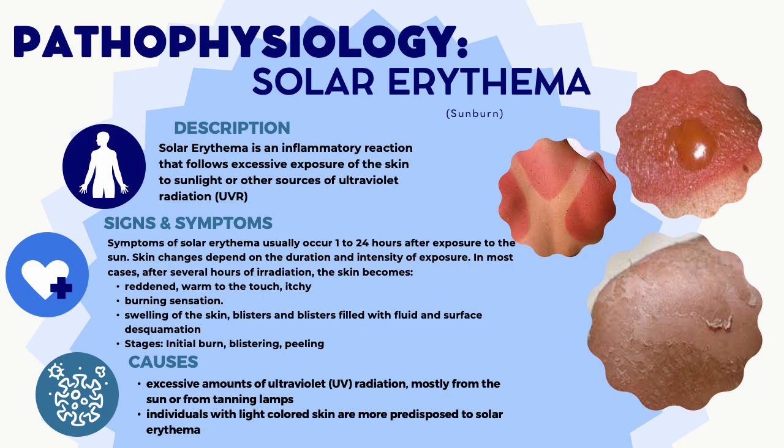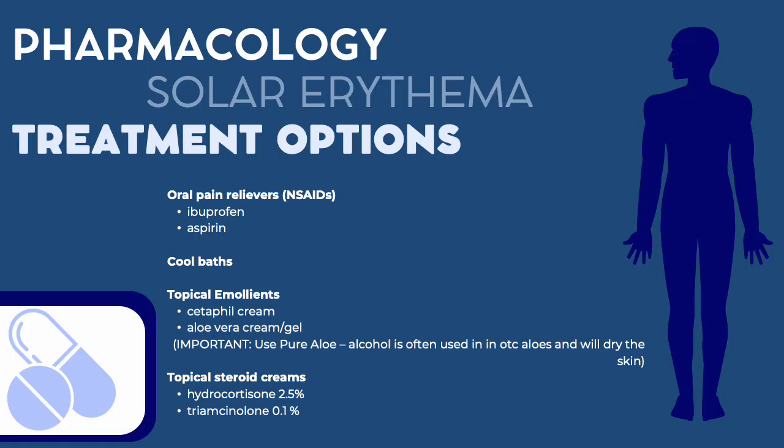several hours of irritation, the skin becomes reddened, it develops a burning sensation, swelling of the skin, blisters filled with fluid, and the stages include an initial burn, blistering, and peeling. And the pictures on the right-hand side show each of these stages. So the causation of this is due to excessive amounts of ultraviolet radiation, mostly from the sun or tanning lamps. Individuals with light-colored skin are more predisposed to solar erythema.